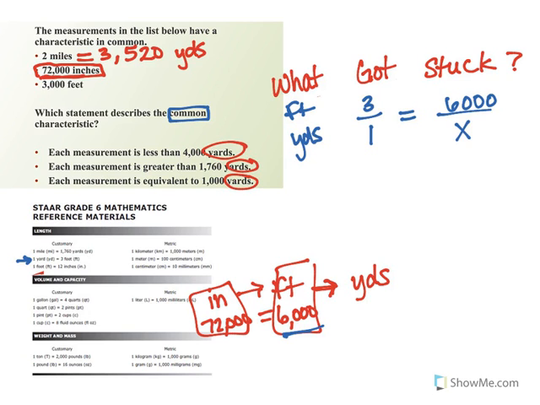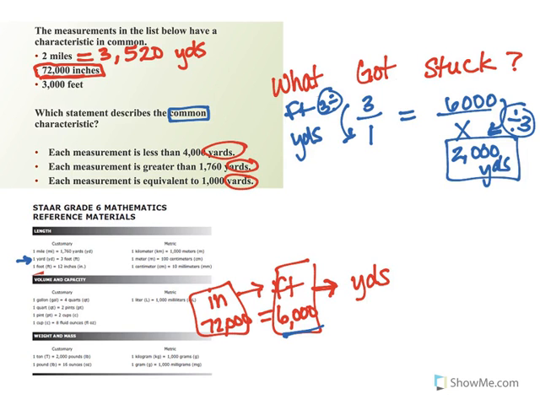I can go side to side or up and down. I'm going to go up and down because it's easier. How do I get from 3 to 1? From a large number to a small number? Divide. 3 divided by 3 is 1. What you do to one side, you must do to the other. And 6,000 divided by 3 will give me 2,000 yards. All right, guys. So, again, I like to keep my information organized. I'm going to put 2,000 yards.